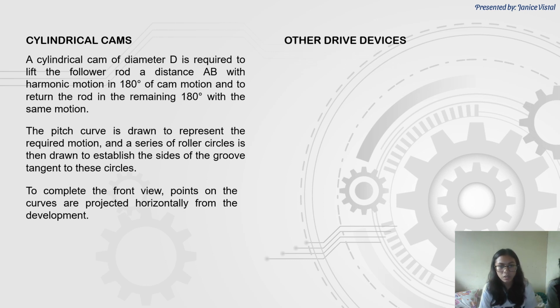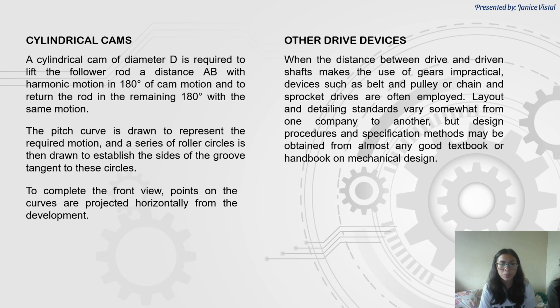Other devices. When the distance between drive and driven shafts makes the use of gears impractical, devices such as belt and pulley or chain and sprocket drives are often employed. Layout and detailing standards vary somewhat from one company to another, but design procedures and specification methods may be obtained from almost any good textbook or handbook of mechanical design.